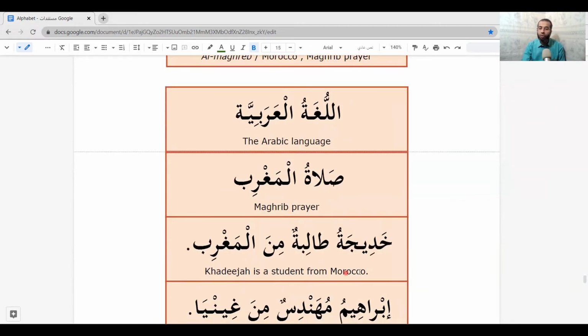Khadija is a student from Morocco. خديجة طالبة من المغرب. From is min, but here we join min and المغرب, so we say من المغرب. خديجة طالبة من المغرب.